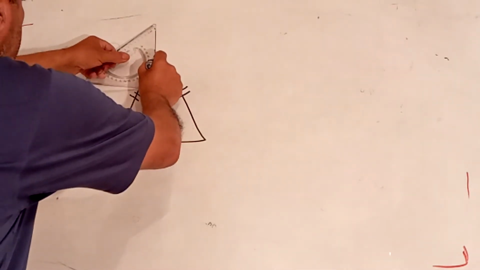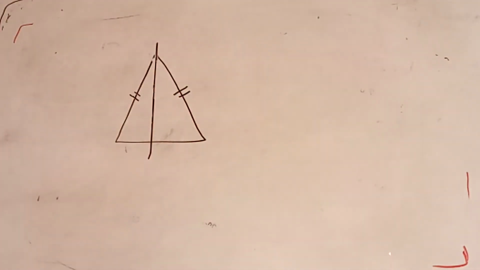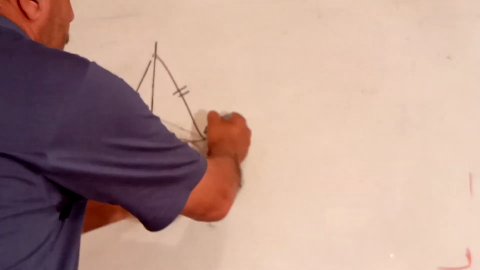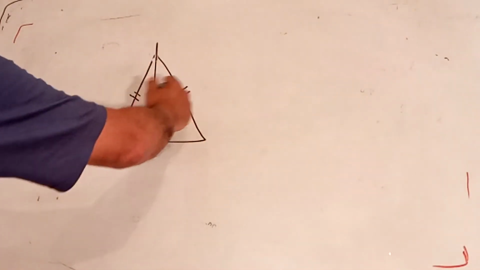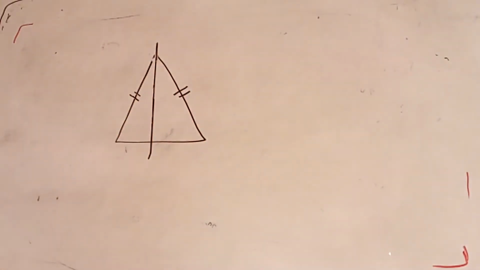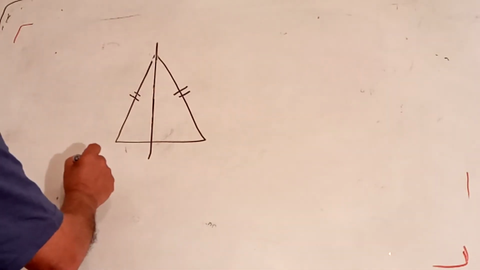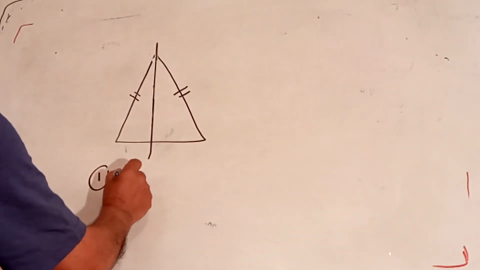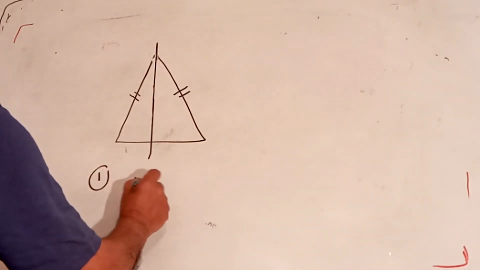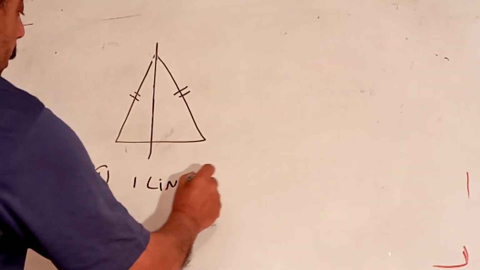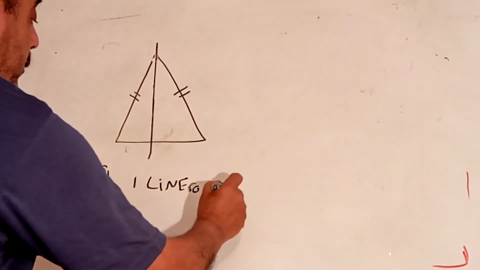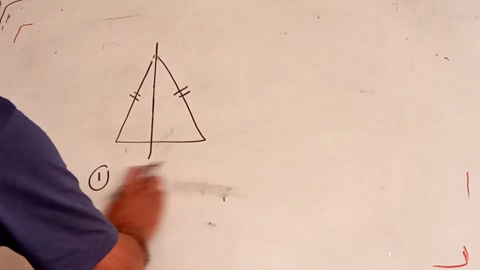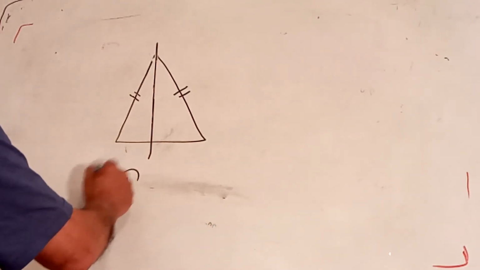So how many lines of symmetry? It has only one. Whatever you do, you cannot. For example, if you take it from here and you go here, it will not be symmetrical. So this is the only one. So it has one line of symmetry. One line of symmetry.